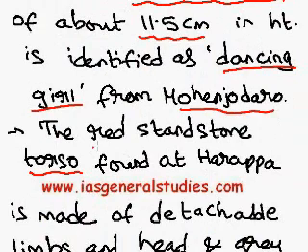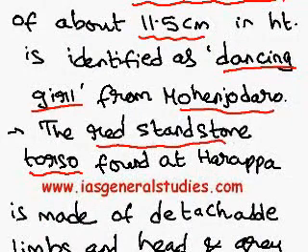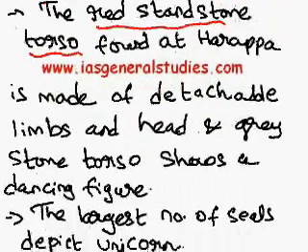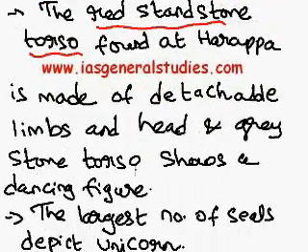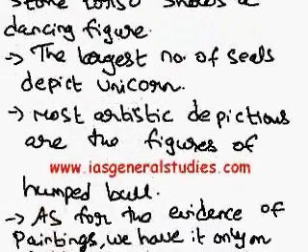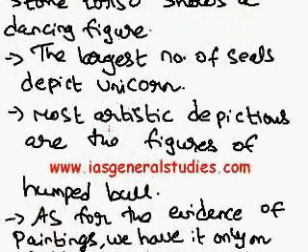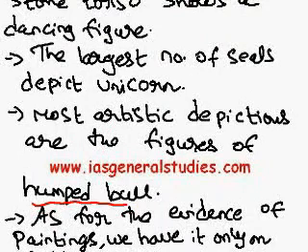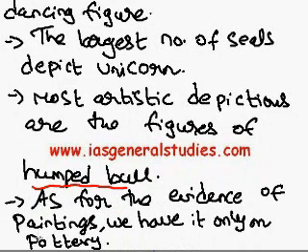The red sandstone torso found at Harappa is made with detachable limbs and head, and a grey stone torso shows a dancing figure. The largest number of seals depict the unicorn. The most artistic depictions are the figures of the humped bull. As far as the evidence of painting, we have it only on pottery. So make a note, the evidence of painting we have is only in the pottery.